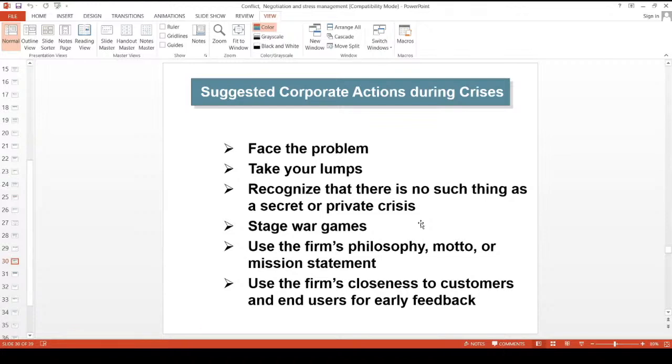You should be creating an emergency situation in order to resolve the problem or the issue. So you'll have to create an emergency and urgency in order to resolve the problem. Use the firm's philosophy, motto, or mission statement. Use the different guidelines which are available in the organization in the form of the mission statement, and see how different problems are solved under the umbrella of the mission and vision of the organization. And use the firm's closeness to the customers and end users. The feedback, and as I said, you'll have to take feedback from the different stakeholders, and of course the customers are the most important stakeholders. You'll have to take the feedback from them, and that will help you to solve the problem and resolve the issue.